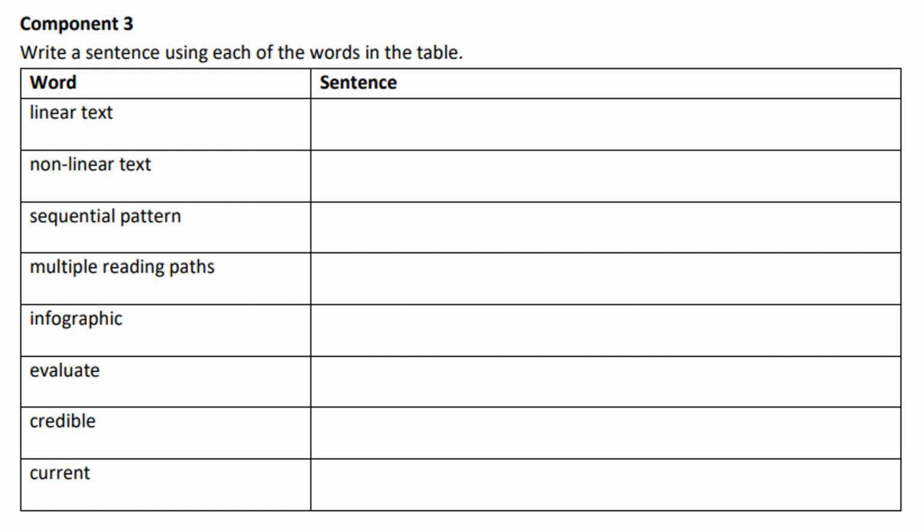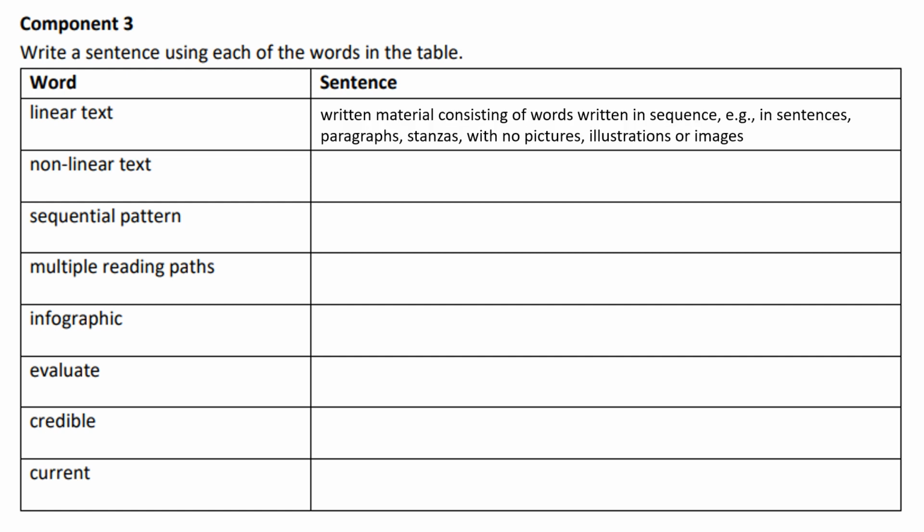But before that, let us give their meanings. For linear text, we have written material consisting of words written in sequence. Example, in sentences, paragraphs, stanzas, with no pictures, illustration, or images. That is linear text. How about a non-linear text?